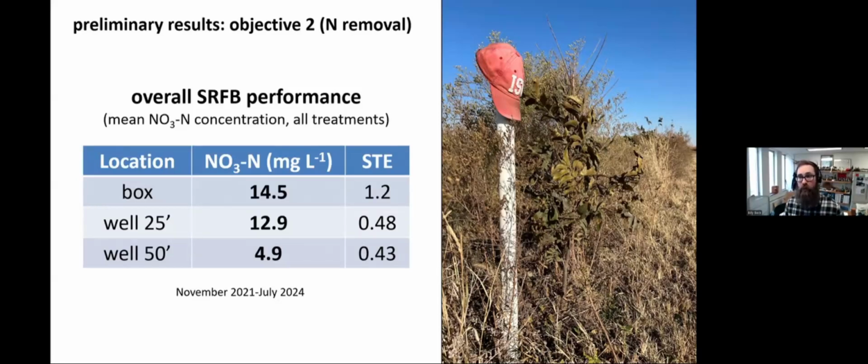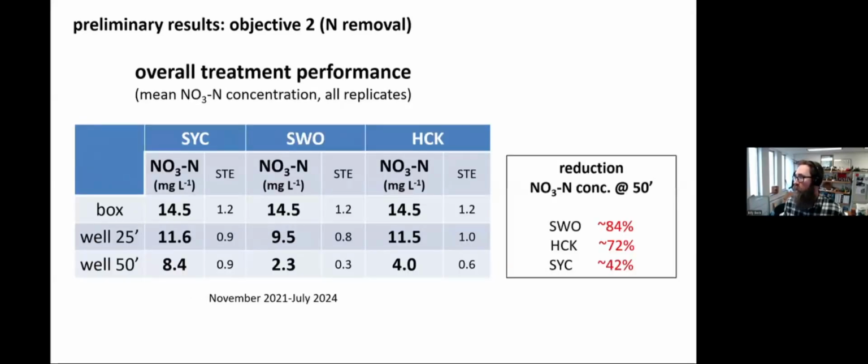So it's reducing nitrate concentration as a very young forest buffer. The treatment performance is broken out by treatment, but taking all the data together from November 21 to July 24. We've got sycamore, SYC, swamp white oak, SWO, and HCK is the shellbark and pecan, the hickories. Sycamore, going from top to bottom, lateral to practice edge: 14.5 was the box. Well was 11.6 at 25, and then well at 50 was 8.4.